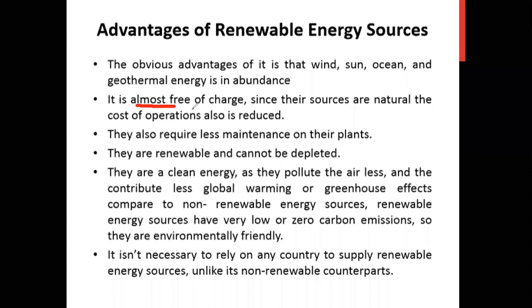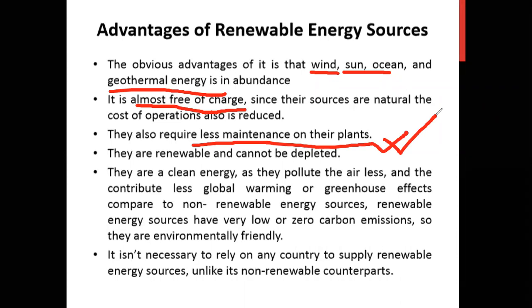Next thing is, it is completely free of charge. We do not need to pay the Almighty for the wind. We do not need to pay for the sun, the ocean, the geothermal energy, anything. So it is free of charge. Okay. The third thing is that when we get this type of energy, it requires very little maintenance. That means if we set the power plant up one time, it requires very little maintenance. Maintenance means it faces fewer problems, so you need to correct things in less time.